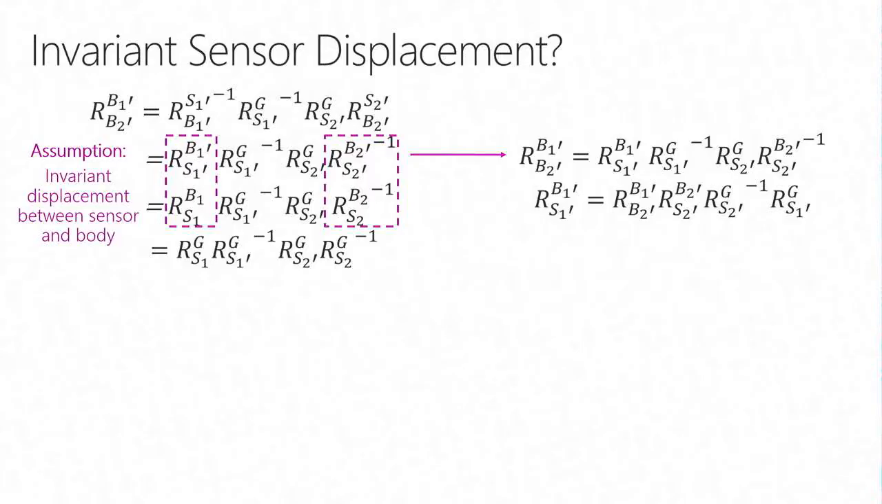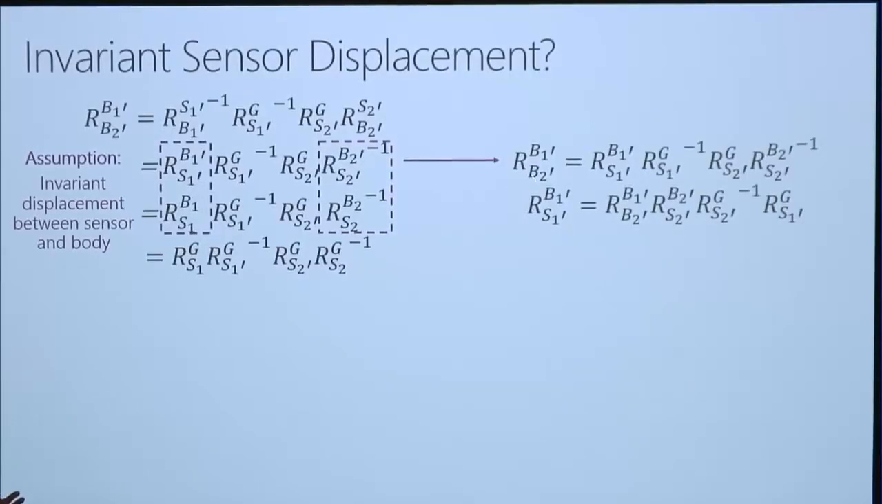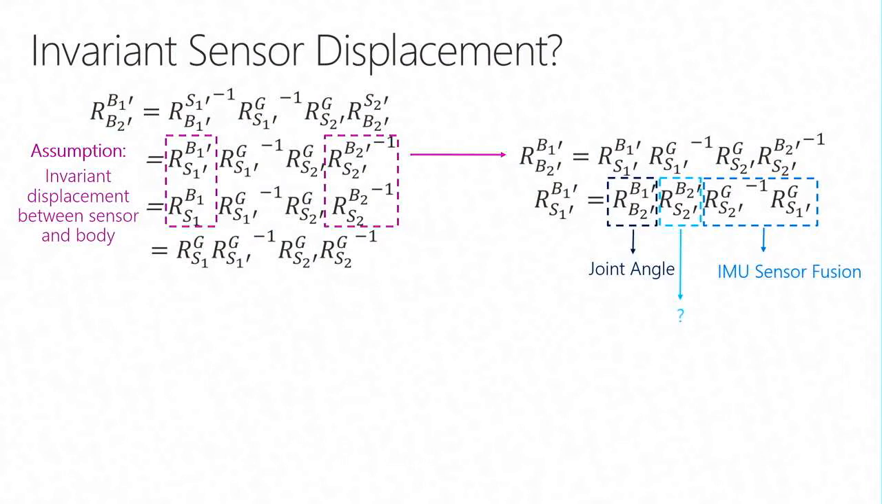It is also possible to put this part, the assumption part, on the left-hand side of the equation and put this on the right-hand side. This is the joint angle estimation from the ground truth tracker. We can easily get those values and plug this into the equation. The other two are the IMU sensor fusion output. One problem here is this term.